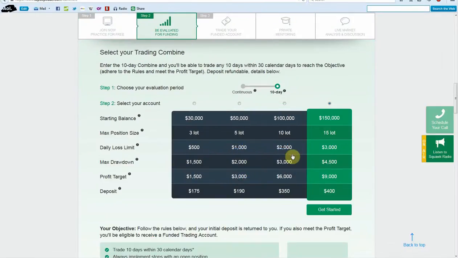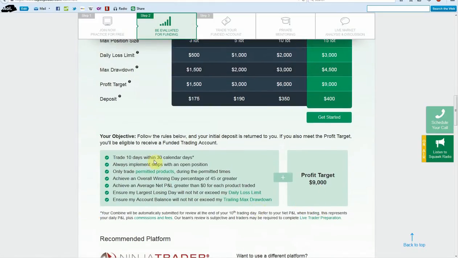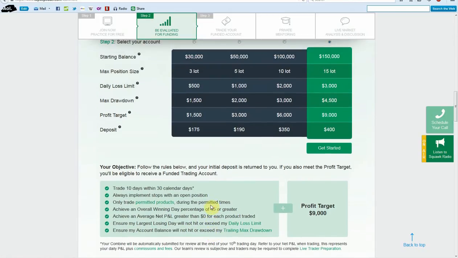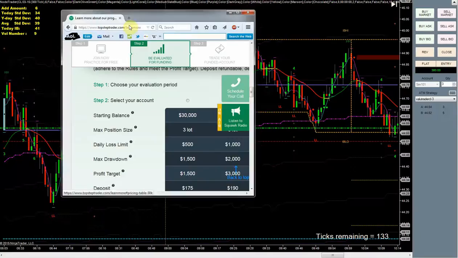And what this means is, if I go through this and adhere to all of their parameters, basically trade 10 days, always implement stops with an open position, only trade permitted products during permitted times, achieve an overall winning day percentage of 45 or greater, achieve an average net profit and loss greater than 0 for each product traded, ensure my largest losing day will not hit or exceed my daily loss limit, 3,000, ensure my account balance will not hit or exceed my trailing max drawdown. Max drawdown is 4,500. And it's relatively easy to get set up with them.